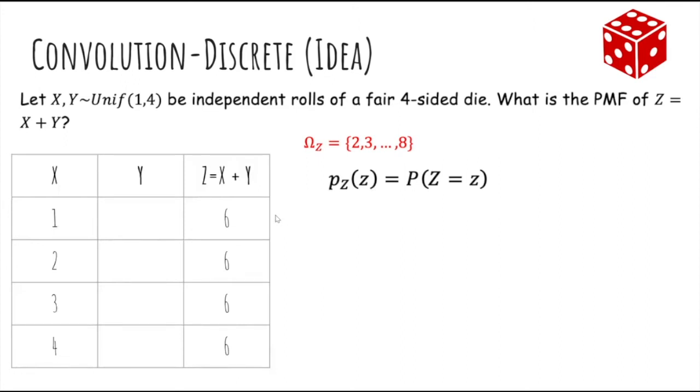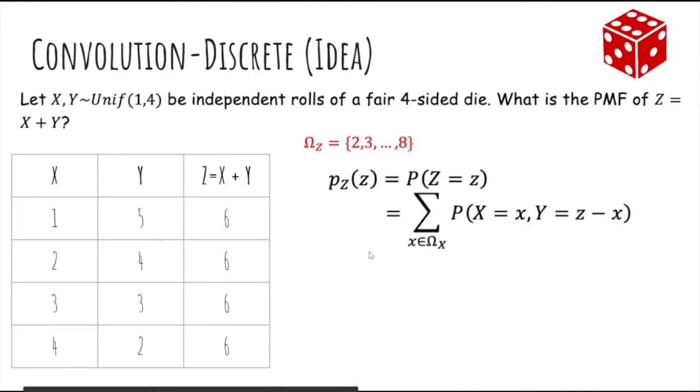What are the possible ways in which you could get a sum of 6, for example? If x is 1, y has to be 5, but that's impossible because it's a four-sided die. If x is 2, y has to be 4. If x is 3, y has to be 3, and if x is 4, y has to be 2. So those are the possibilities. In general, you could sum over all possible values of x of the probability of X having value little x and Y having value little z minus little x. Y has to have that value in order to make the sum little z.